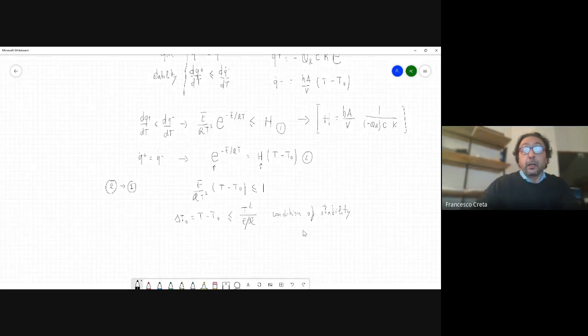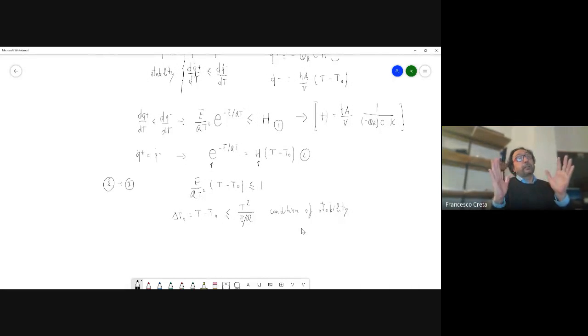Grazie. So there is an upper limit on the delta T0 as we imagined. You can't make it too big. Otherwise, you're going to have a situation where the condition of stability is violated. In fact, when this equals sign holds, then you see that the two slopes will be equal. So there's going to be a condition of tangency between Q plus and Q minus.